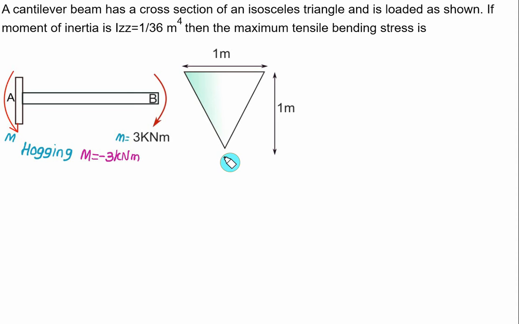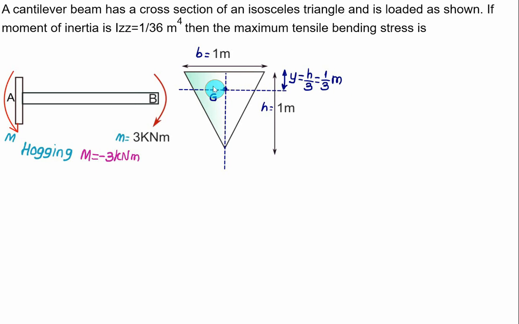The vertical axis, which is a symmetry axis, passes through the apex. The centroid will lie from the base at a distance equal to h by 3. So this one is representing the centroid position G. Here we have the vertical distance for the top fiber as a positive value. Let's say this distance y is h by 3, which is 1 by 3 meter. As far as the bending moment is considered, it's a negative value.